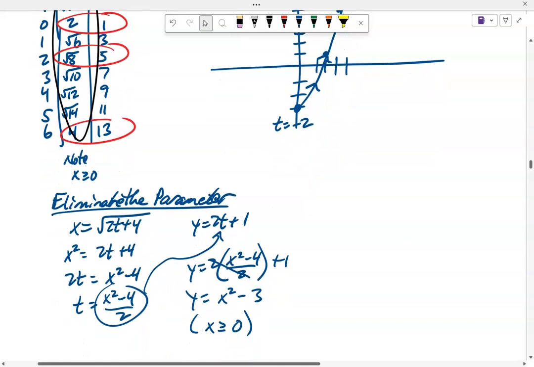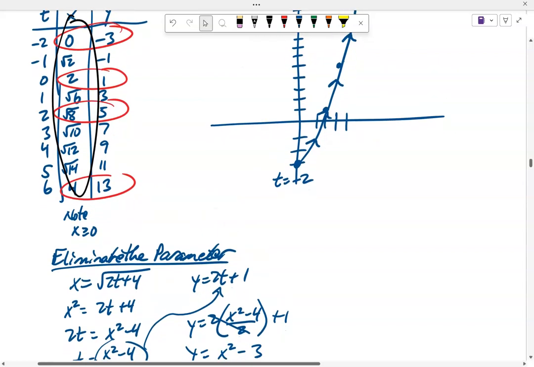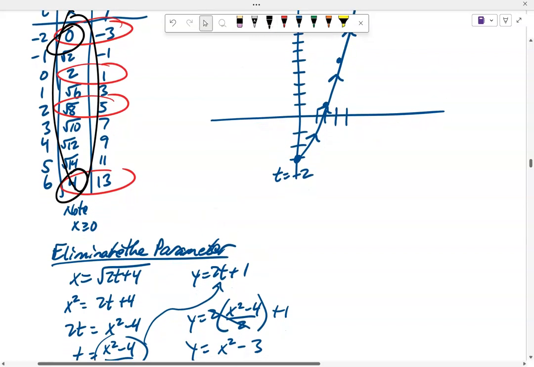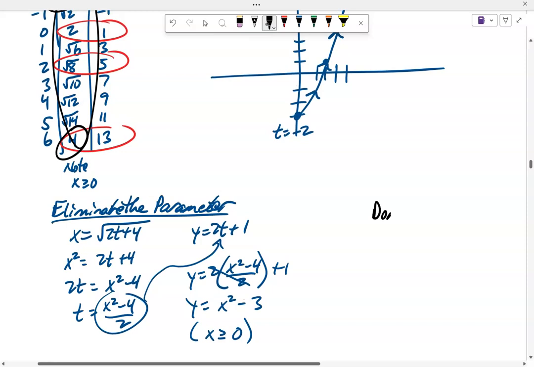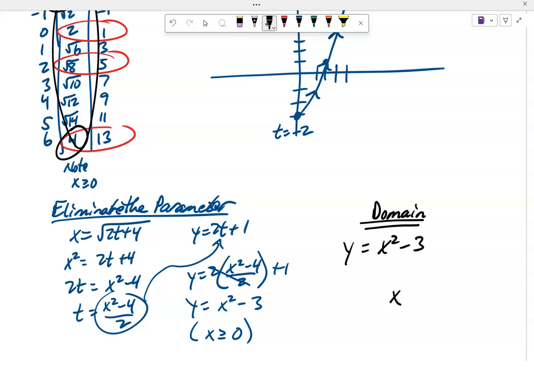So that's the domain of this rectangular equation. It actually goes from 0 up to 4. Let's be more precise about my domain of this rectangular equation. So we've got x squared minus 3, but it's only between 0 and 4 is my domain, x such that.